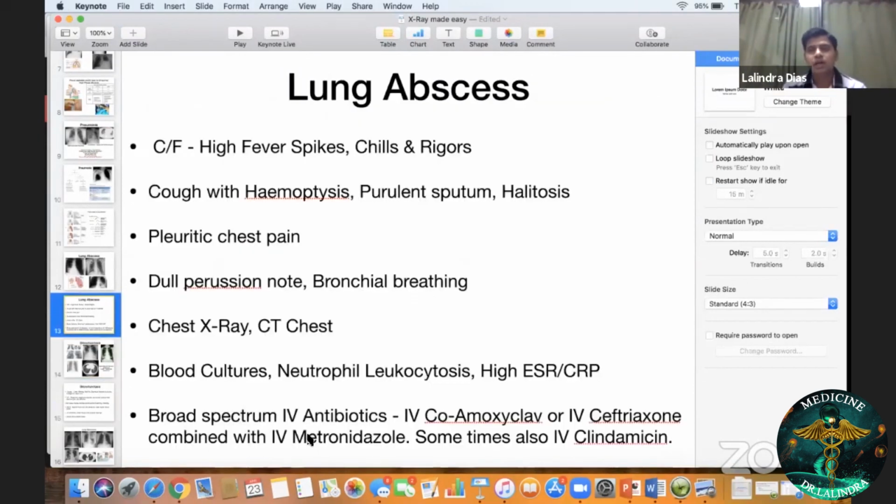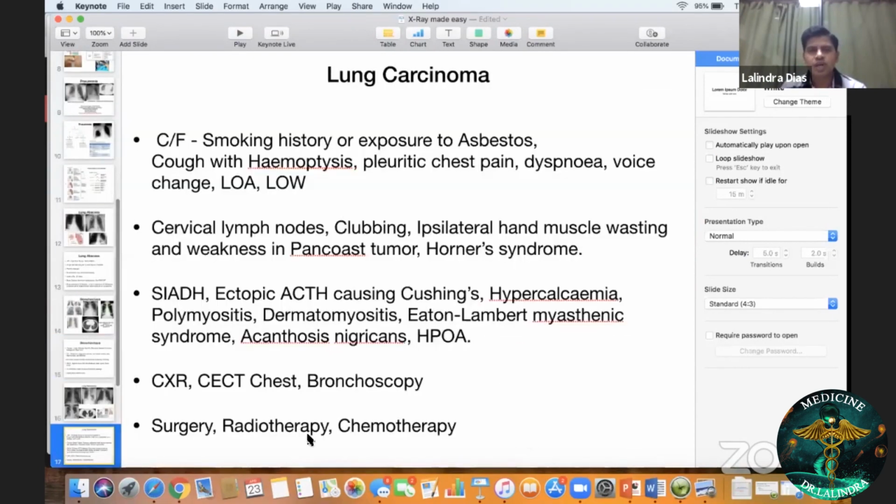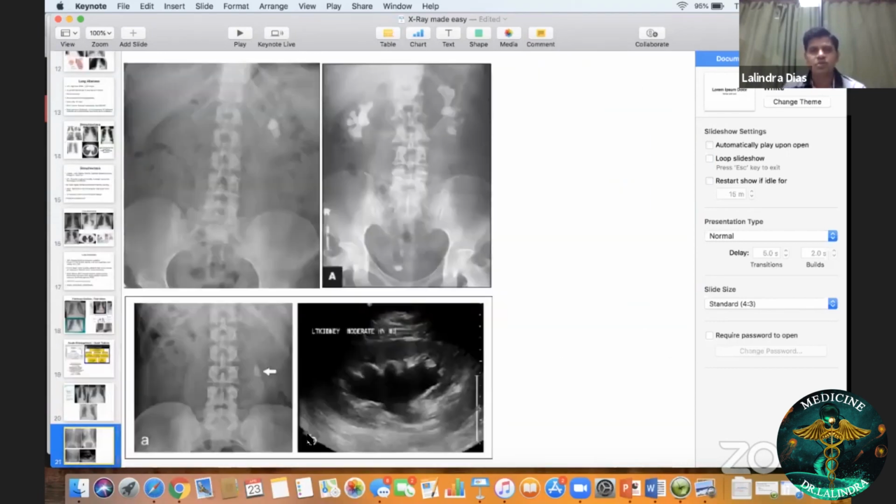Right. The next topics are bronchiectasis. Then we have lung carcinoma, pulmonary edema. I will discuss heart failure and also abdominal X-rays.